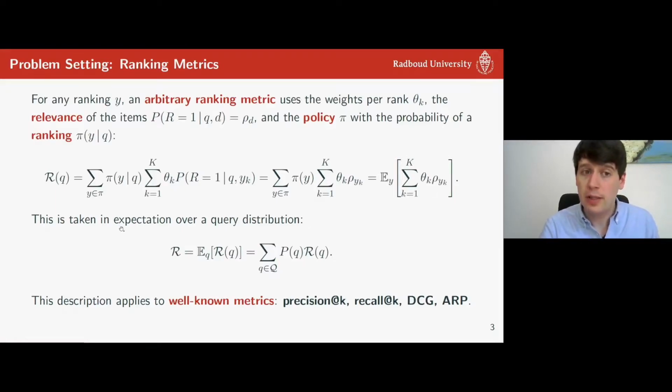If there are multiple queries, we just take an expectation over the query distribution, so more frequent queries have a heavier weight than less frequent queries. This description can be applied to many well-known ranking metrics. Precision, recall, discounted cumulative gain (DCG), and average relevant position (ARP) are examples that are very well known. They fit within this description, so our method can optimize all of them.